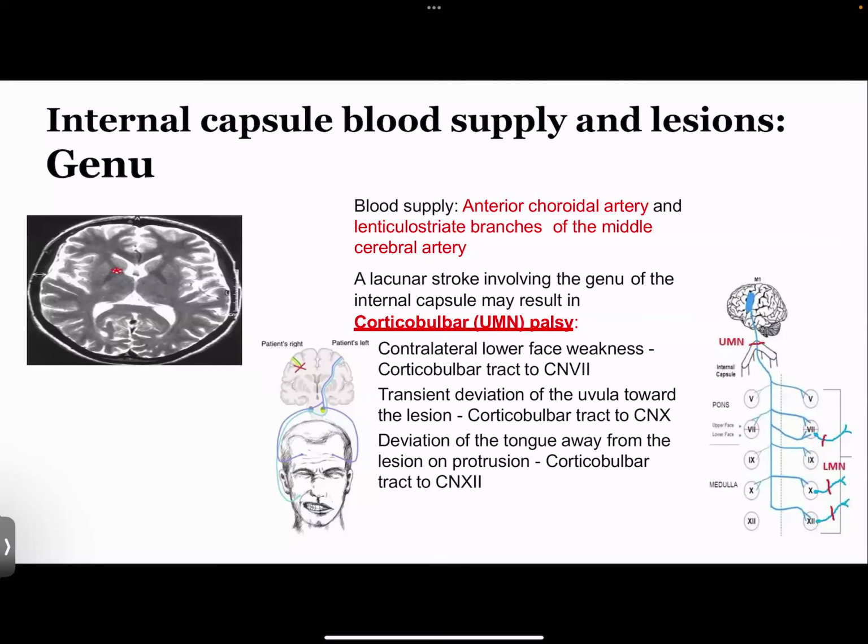So we'll start. First thing we have is the genu. You remember the genu? Basically, the genu is here, and we said it has to do with the corticobulbar nuclei. So anything that affects it is going to affect the corticobulbar, causing corticobulbar palsy. What supplies the genu is the anterior choroidal artery and the lenticulostriate branches of the middle cerebral artery.